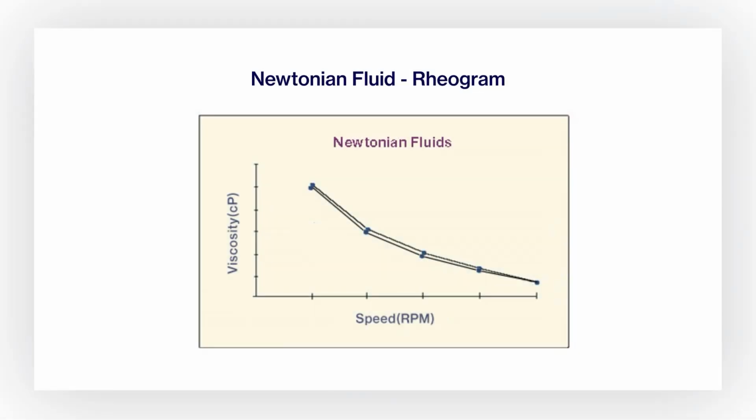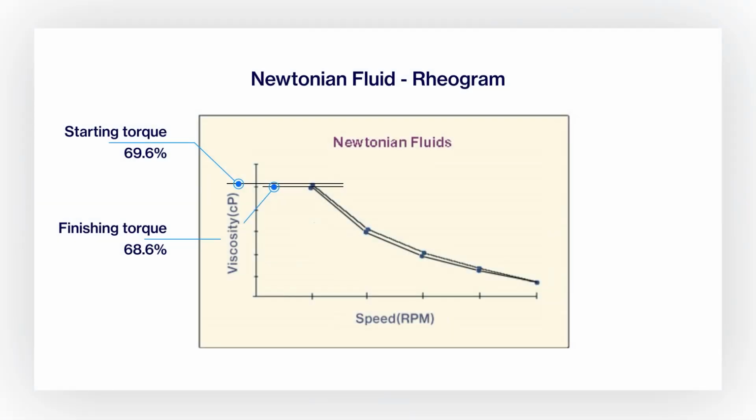This rheogram shows a material with pseudoplastic, time-independent behavior, and its viscosity fully recovers at the end of the test period. It's difficult to see the difference between the ramp-up and ramp-down data points since they practically lay on top of each other. Each speed was run for 5 seconds before a data point was taken. Starting torque was 69.6% and final torque was 68.6%, well within the 1% accuracy of the instrument.